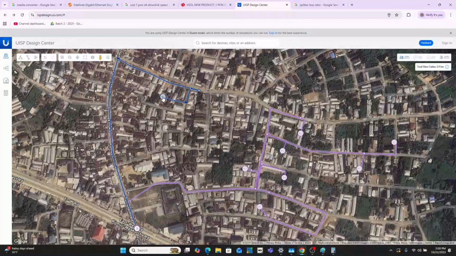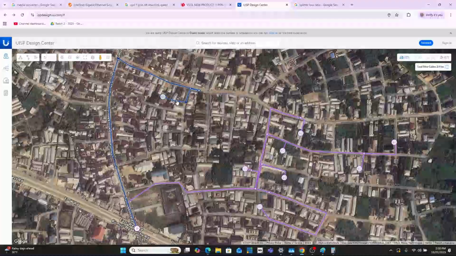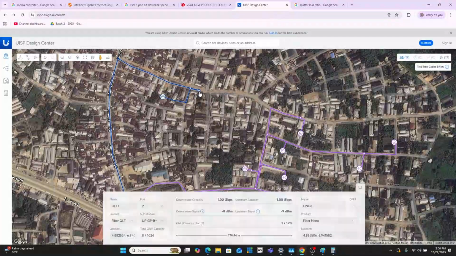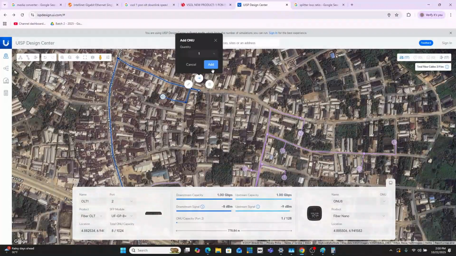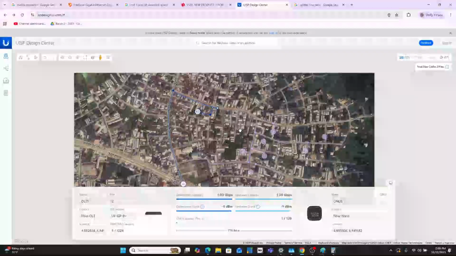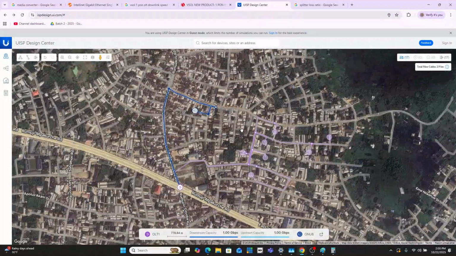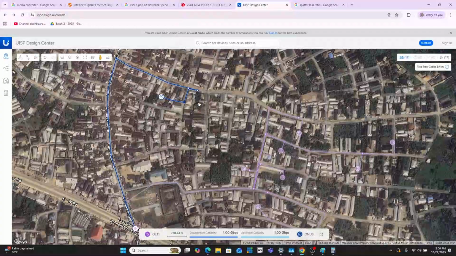Okay. How many ONUs were added in this thing again? Okay, just one ONU. All right. So that's my first area done. My second area, add another ONU, add one. All right, so it's now prompting me to sign in. So I think this is where we'll end.